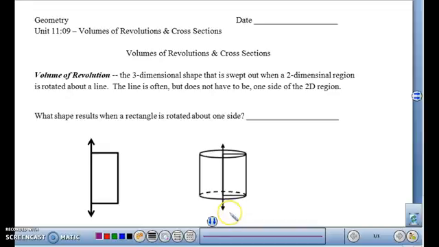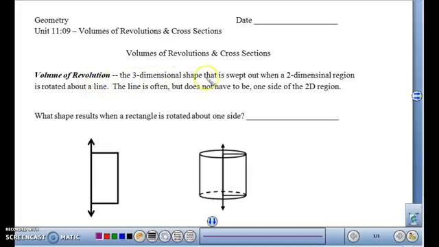This is Geometry Unit 11, Lesson 9 on volumes of revolutions and cross-sections. So in this lesson, we're going to be thinking kind of in 3 dimensions. We're going to be looking at a 2-dimensional object and imagine what happens if we made it a 3-dimensional object. So the first thing we want to look at is a volume of revolution.